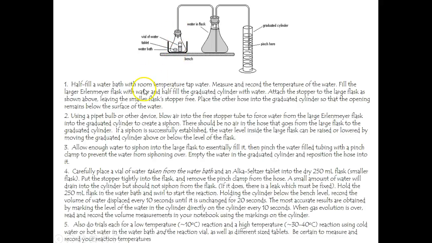Now you're going to stick that rubber stopper back on. Put the stopper tightly onto the flask and remove the pinch clamp from the hose there. Otherwise you'll have a closed system. That's not good. A small amount of water will drain into the cylinder but should not siphon from the flask. If it does, there's a leak. You've got to fix it.